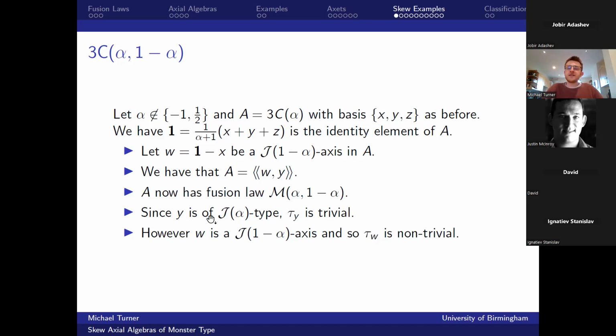Okay, since Y is going to be a Jordan alpha axis, its tau map is now trivial. It was non-trivial when we were doing Jordan type 3C alpha, but now because we've got a monster type and monster fusion law alpha, 1 minus alpha, this tau y is now trivial because it's got no beta eigenspace. However, W is going to have a non-trivial Miyamoto involution because it is a Jordan 1 minus alpha axis, so it's got a beta eigenspace.